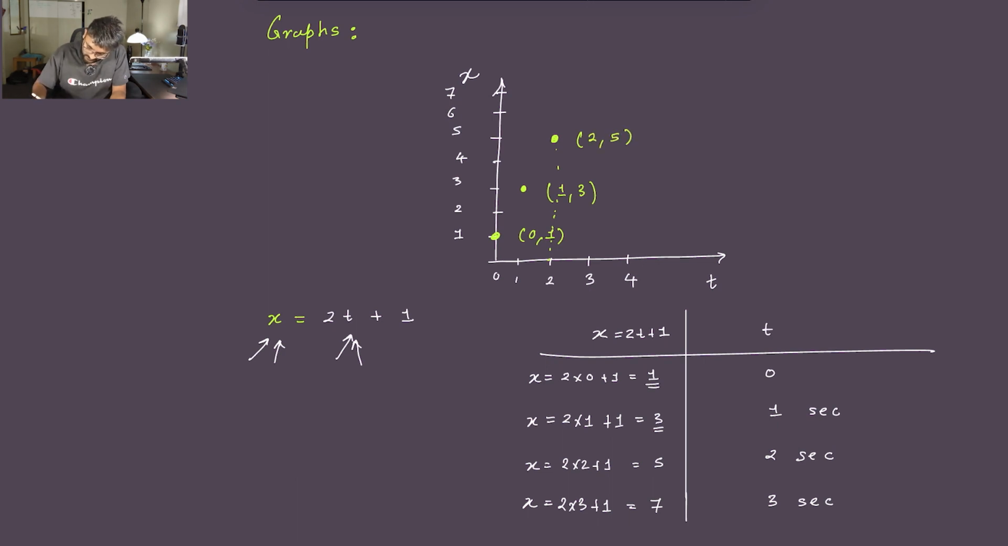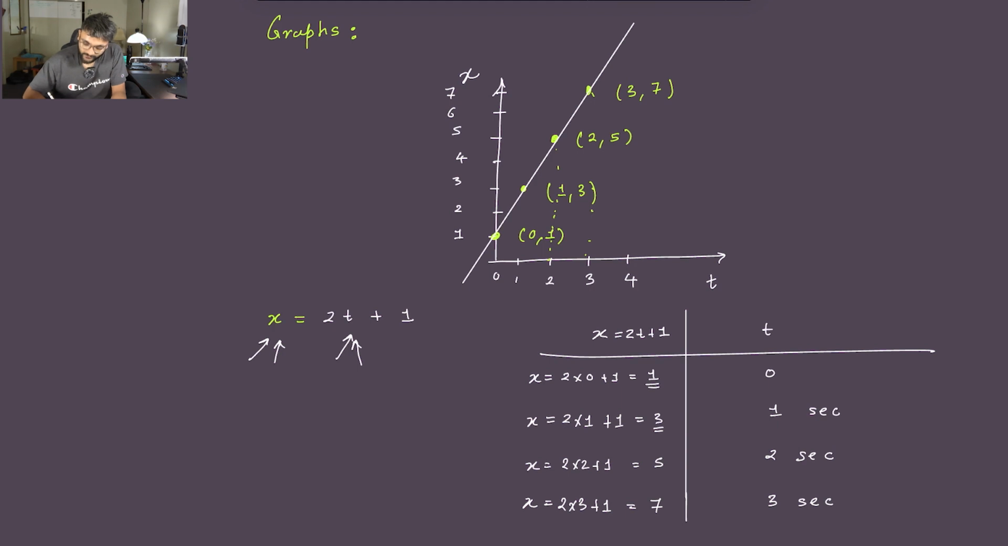At t equals 3, x equals 7. So that point will be here, 3, comma 7. That means we can now see graphically on this xt graph how the position of the particle is changing with respect to time. Now to make it more pretty, you can just make a straight line like this.